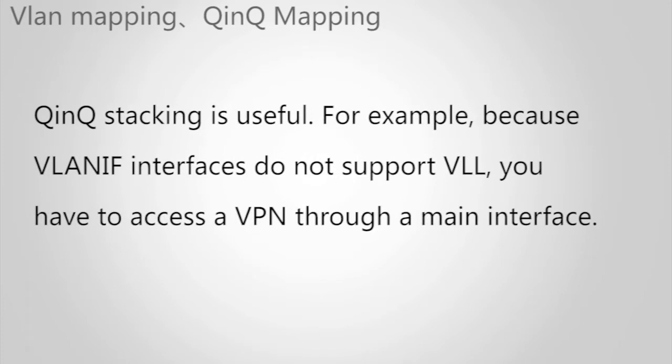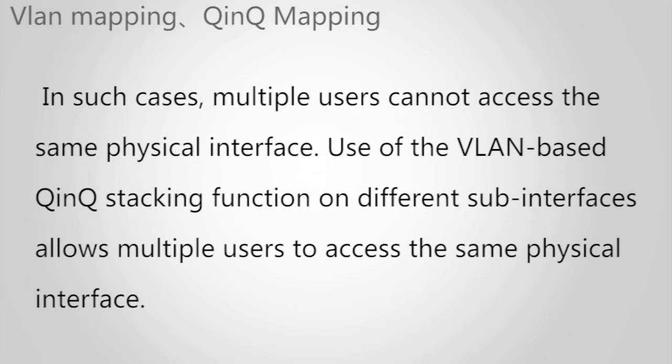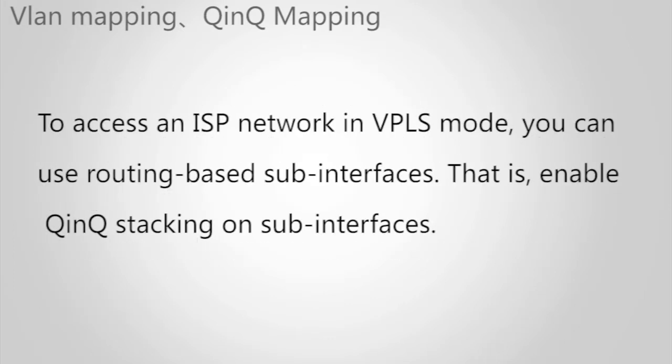QinQ stacking is useful, for example, because VLANIF interfaces do not support VLL. You have to access a VPN through a main interface. In such cases, multiple users cannot access the same physical interface. Use of the VLAN-based QinQ stacking function on different sub-interfaces allows multiple users to access the same physical interface. To access an ISP network in VPLS mode, you can use routing-based sub-interfaces, that is, enable QinQ stacking on sub-interfaces.